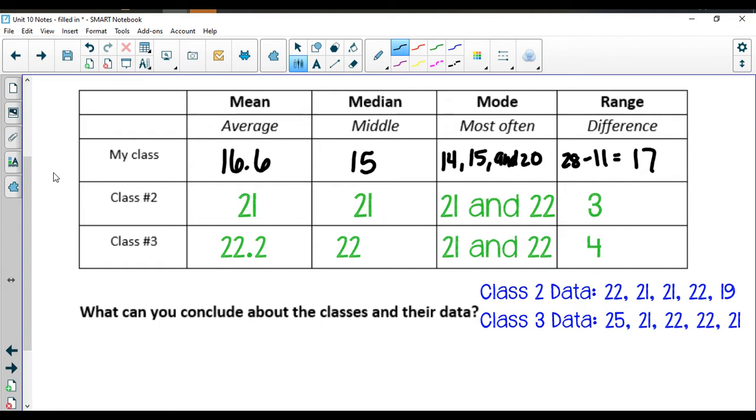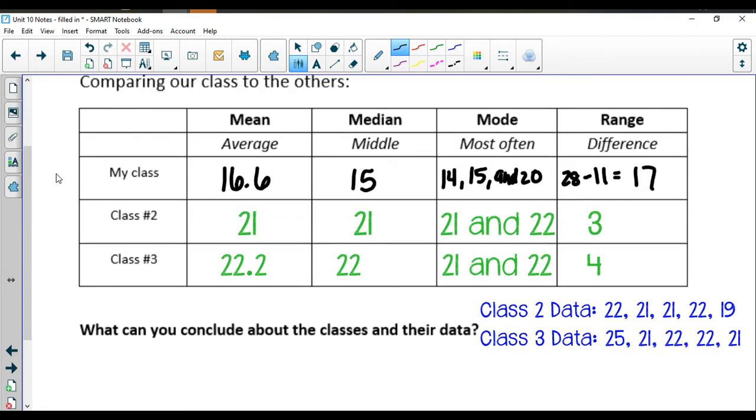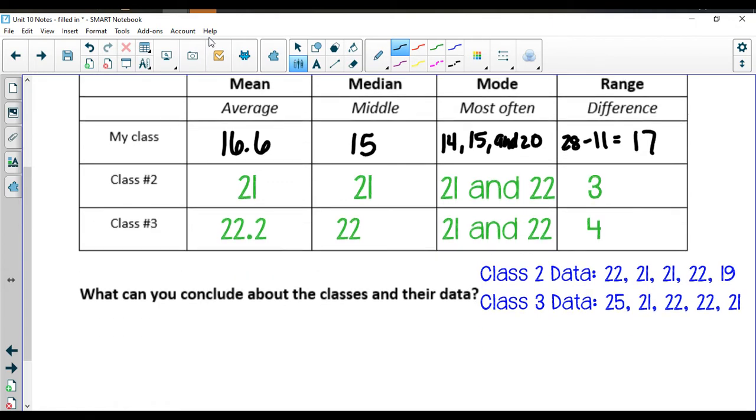All right, now that you've filled that in, we're going to talk a little bit about comparing these different measures and what they can tell us. If I look at the means, it looks like our class is drastically lower. Our median is a little bit on the lower side. Our modes are typically lower, and our range is much greater. The other classes had a much smaller range.